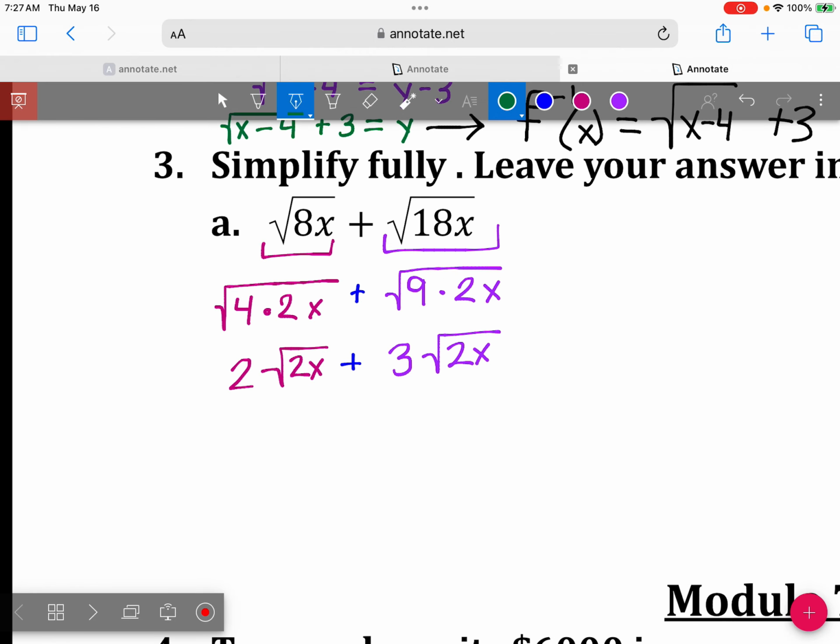Can I simplify this further? 2 square root of 2x plus 3 square root of 2x. Yeah. If what's under the radical matches, we can combine these together. Because this is 2 things plus 3 things. 2 square root of 2x's plus 3 square root of 2x's. They're things, they're just really weird things. So if I have 2 things plus 3 things, how many things do I have? 5 things. 5 square root of 2x.